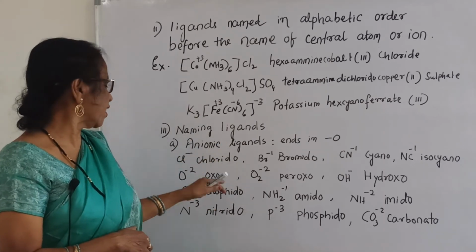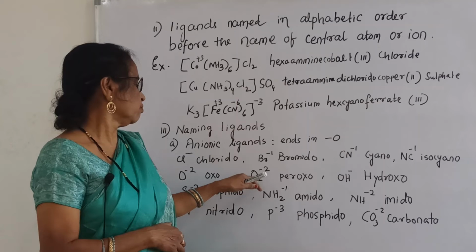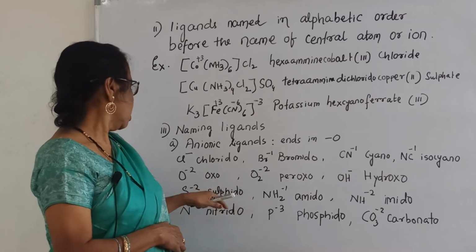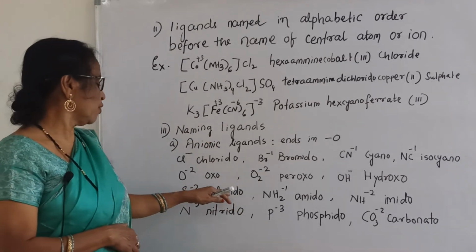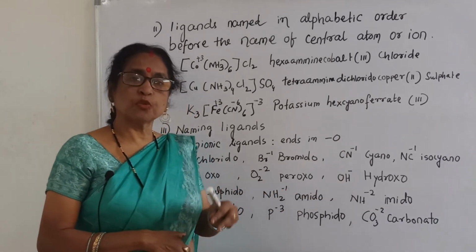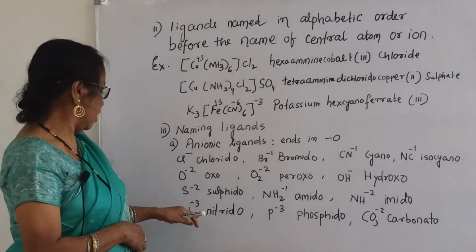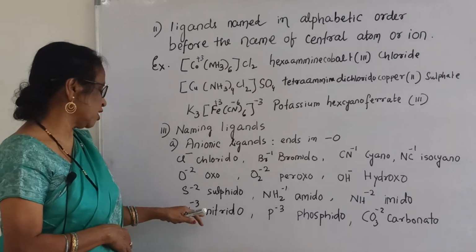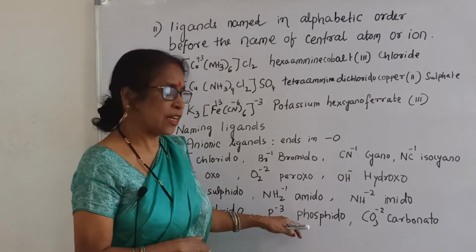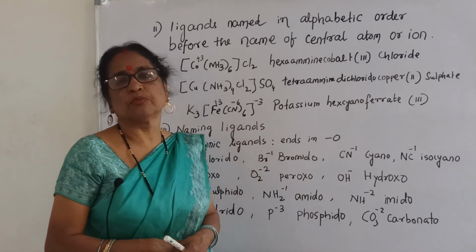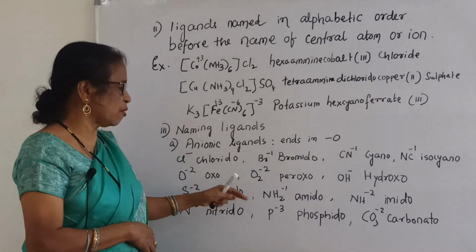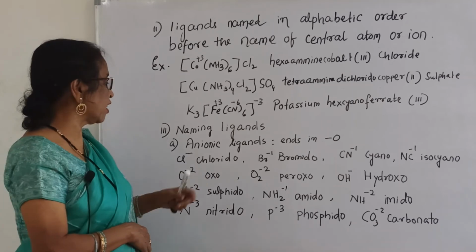Remember, for anionic ligands you will write like this: O2 minus 2, that is peroxide, peroxo; OH minus, hydroxide, hydroxo; S minus 2, sulfide, sulfido; NH2 minus, that is amide, amido; NH minus 2, imide, that is imido; N minus 3, nitride, nitrido; P minus 3, phosphide, phosphido; CO3 minus 2, that is carbonate, so carbonato. That means here I have explained only a limited number of anionic ligands.